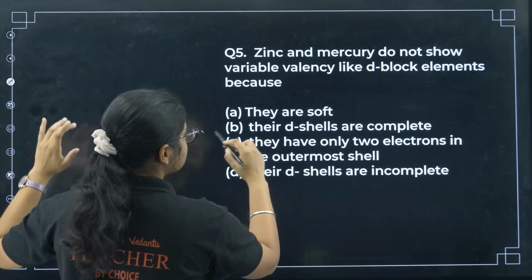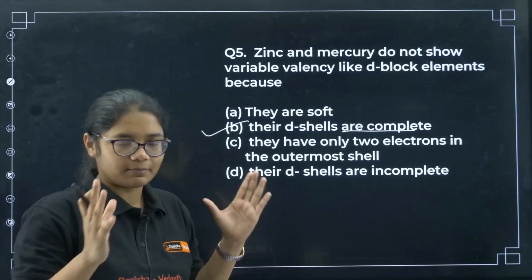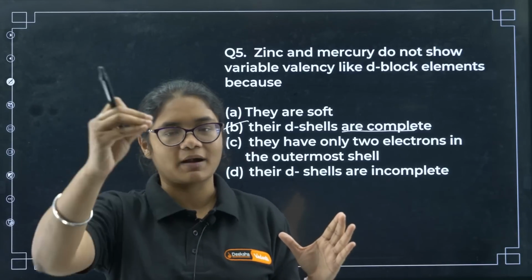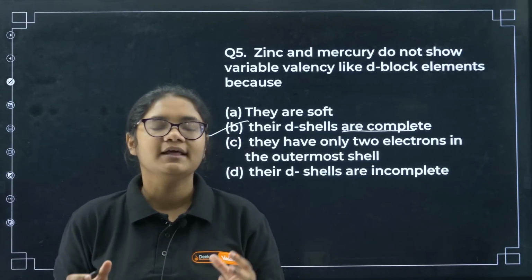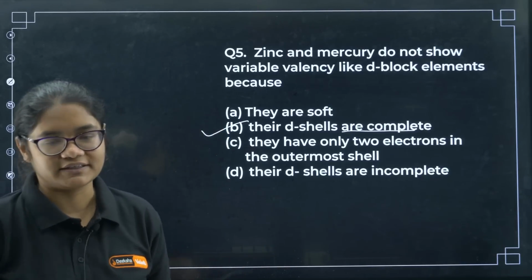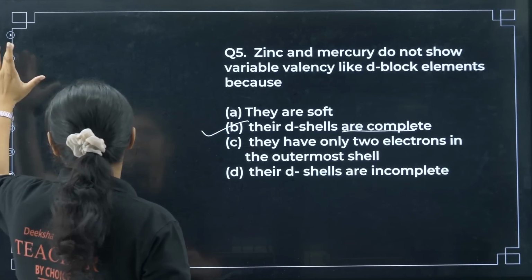They do not show multiple variable oxidation states, and the reason for that is their D shells are complete. So if the D shells are completely filled, they are very stable, they won't participate in the bond formation. So only the 4s orbital will participate. So that is why there is no variable oxidation state in zinc and mercury.